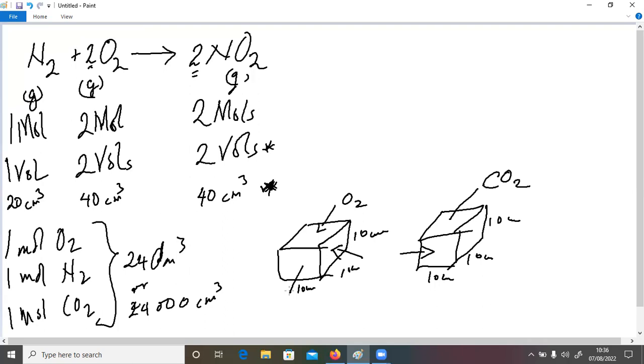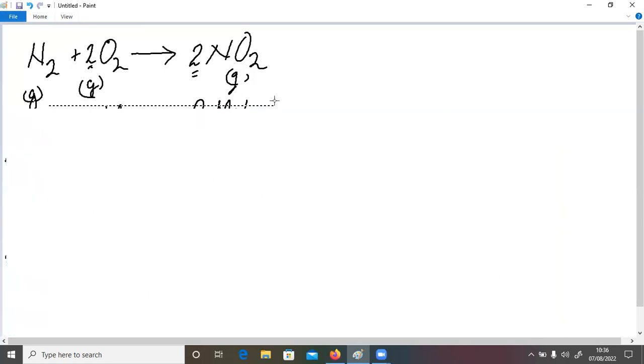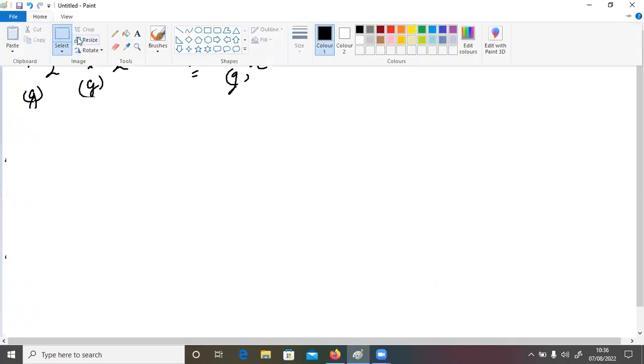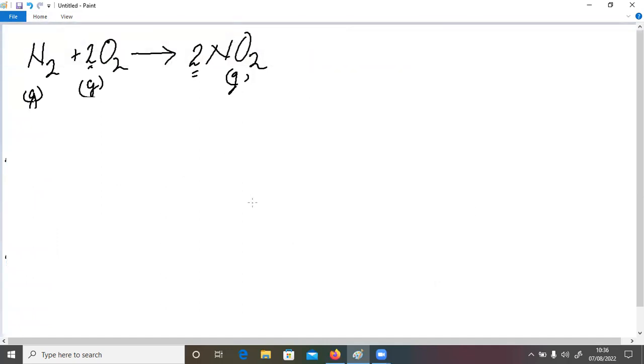So to solidify the concept, consider a case where, in this same equation, this equation is saying that we have one volume, and consider it 1 mole of nitrogen reacting with 2 moles of oxygen to give me 2 moles of nitrogen dioxide.